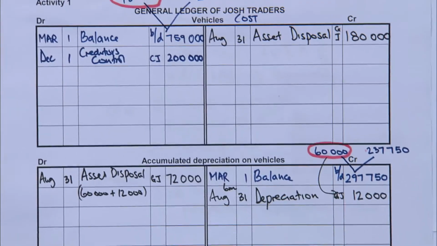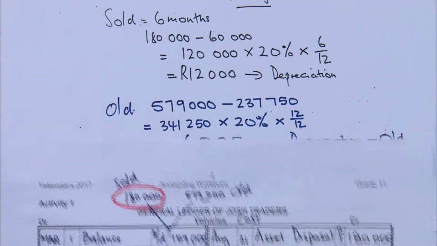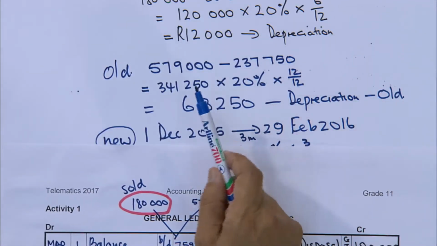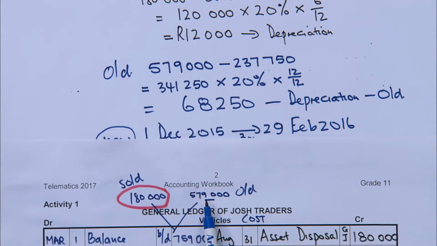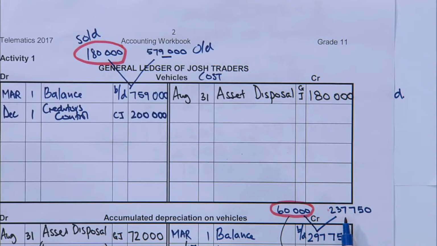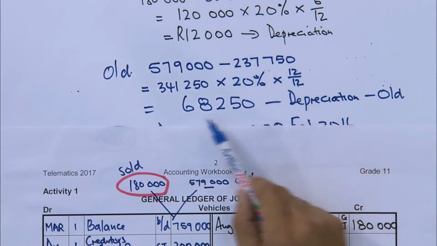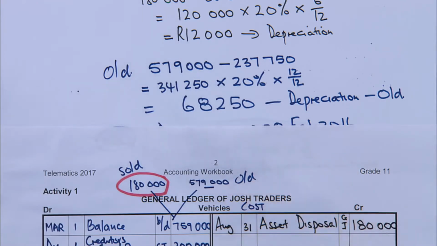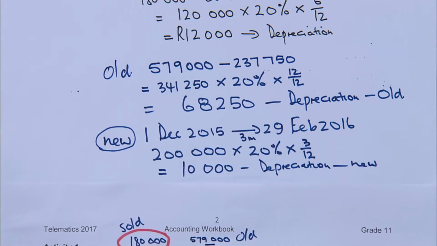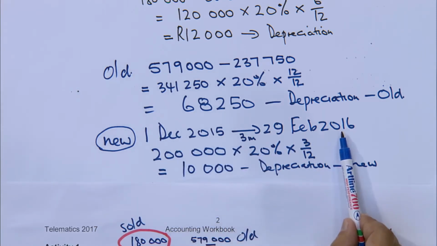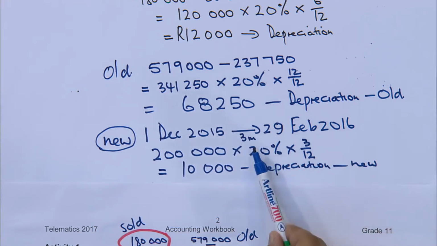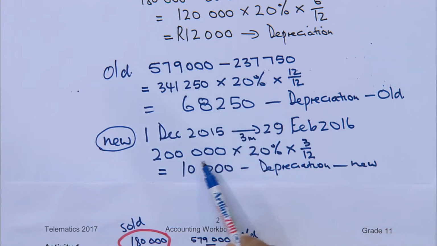Then what's left over, we have to calculate the depreciation on the older vehicle, which was 579. So there's 579 minus the 237,750 because it says diminishing. And I multiply that with 20% for 12 over 12. We have it for the whole year, which gives me 68,250. Then on the newer vehicle, I bought it the 1st of December. I have to write off depreciation on the 28th or the 29th of February. So I only had it for 3 months. So I calculate the depreciation for 3 months, and that came to 10,000.